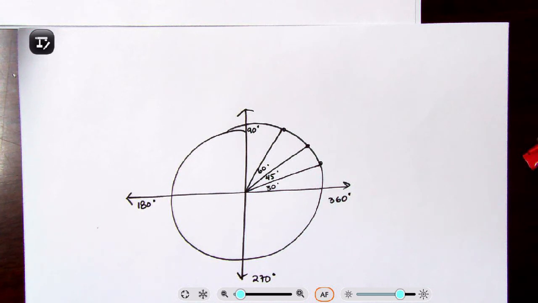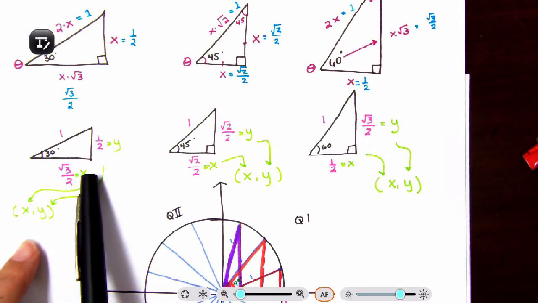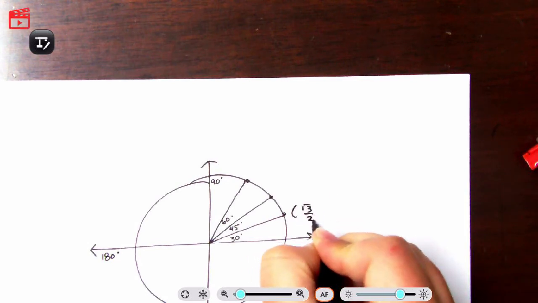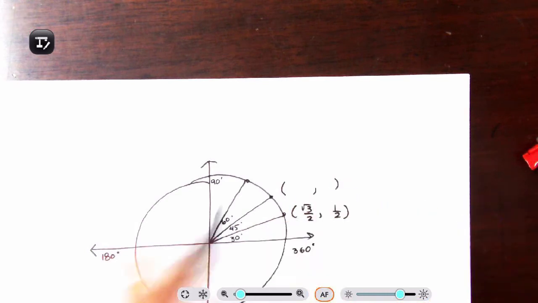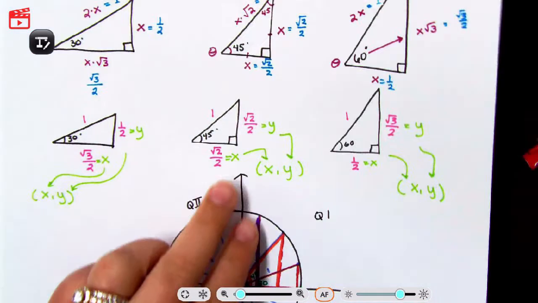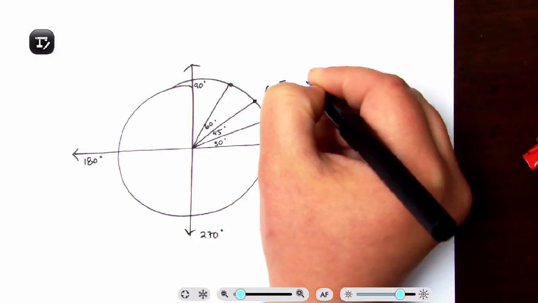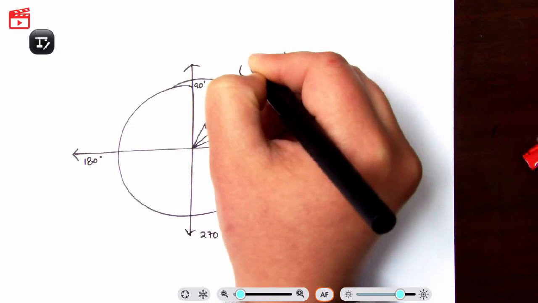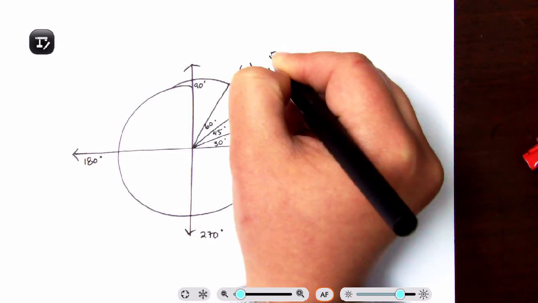So if we look at the right triangle, I have it here, and we look at the 30 degrees, our x value is root 3 over 2. Our y value is 1/2. For our 45, our x value is root 2 over 2. Our y value is also root 2 over 2. And for our 60s, I have x is 1/2 and y is root 3 over 2.